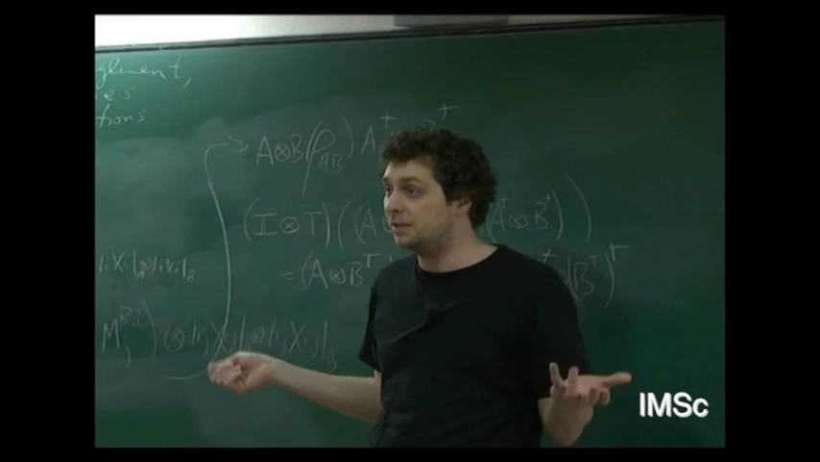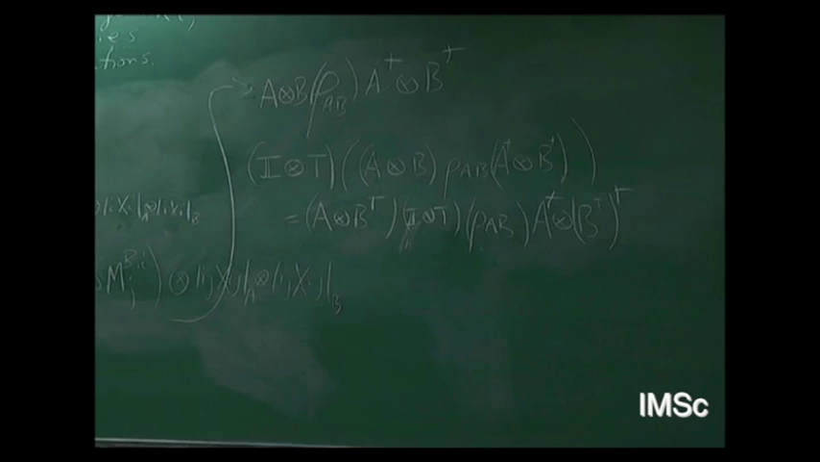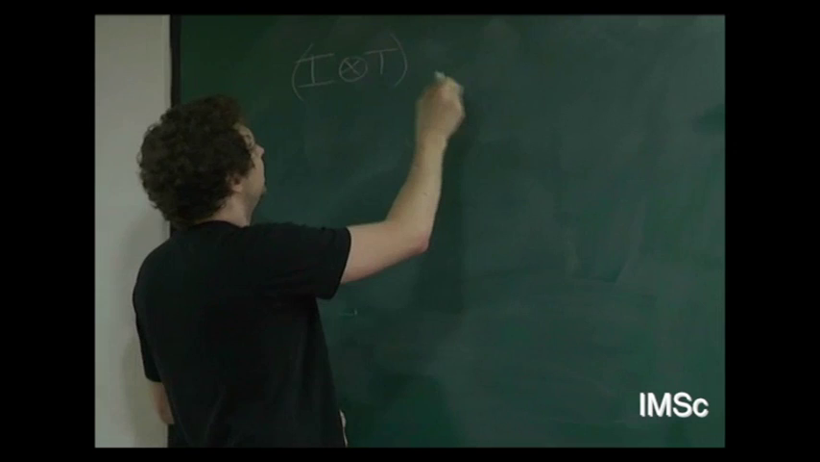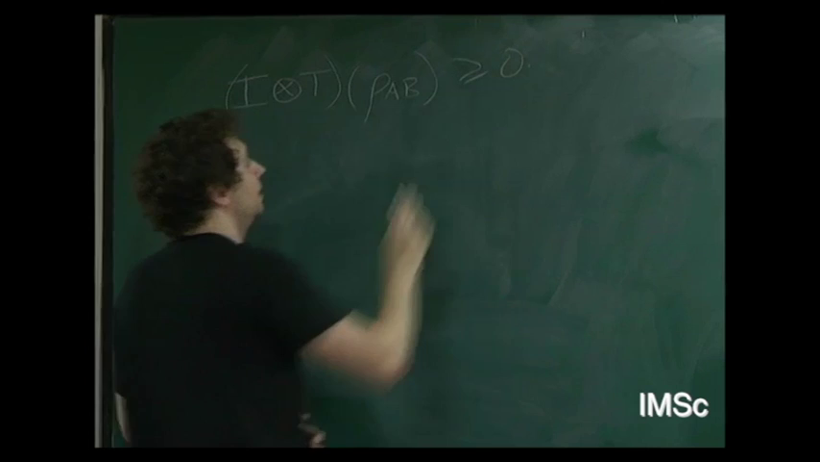Okay, so now I want to talk, so this is about Gaussian stuff, so let's talk about when is a Gaussian state PPT. So we agreed that we're interested in states where identity tensor transpose rho AB is positive semi-definite. And that means that this is actually a physical state, right?